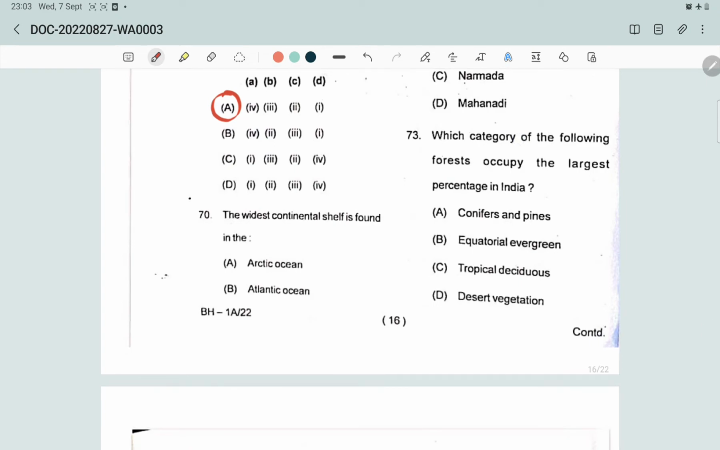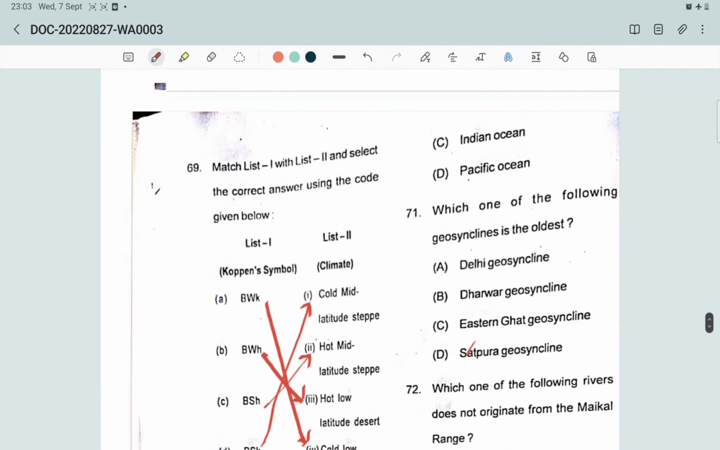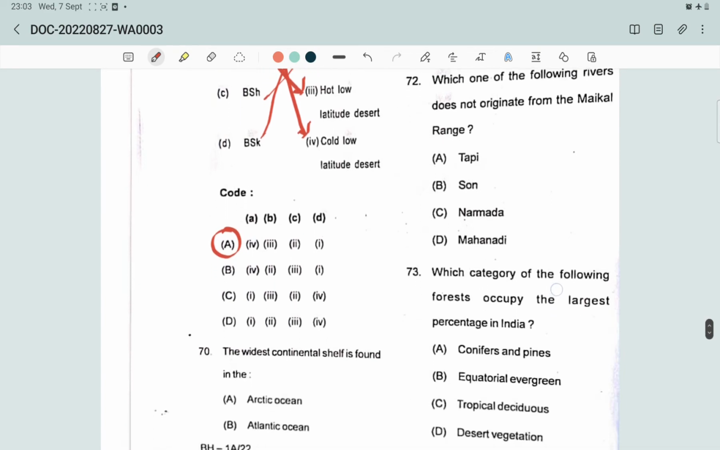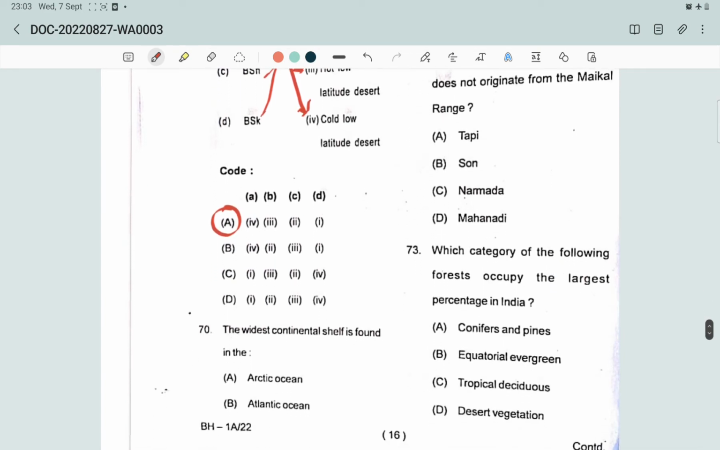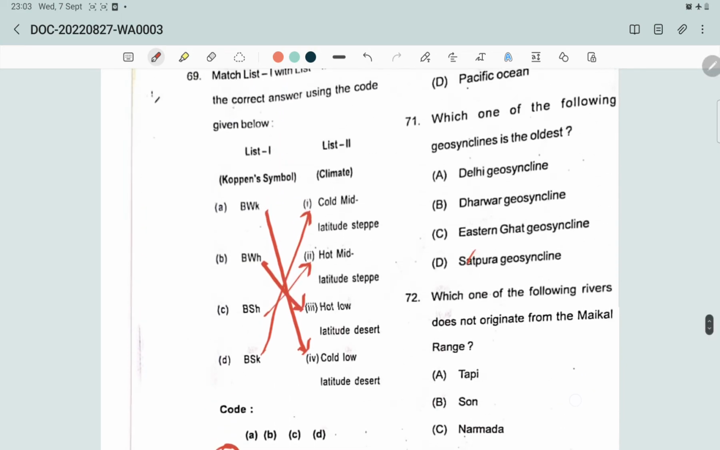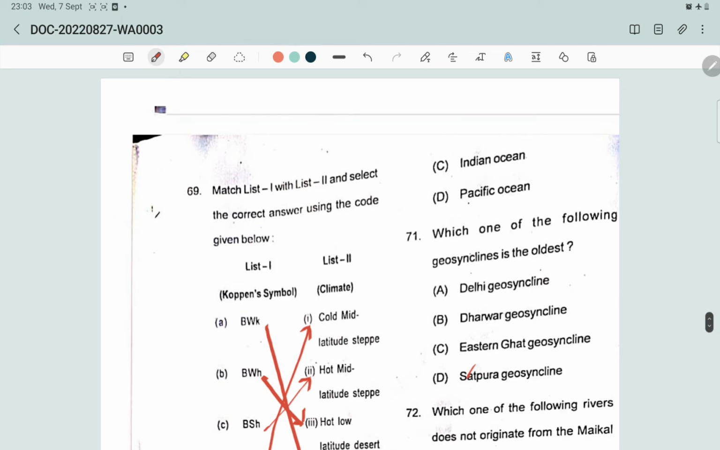Next question, the widest continental shelf is found in which ocean? There is Arctic Ocean, Atlantic Ocean, Indian Ocean, Pacific Ocean. The widest continental shelf extends about 930 miles from the coast of Siberia into the Arctic Ocean. The answer would be option A, that is the Arctic Ocean. Question 71. Which one of the following geosynclines is the oldest one?